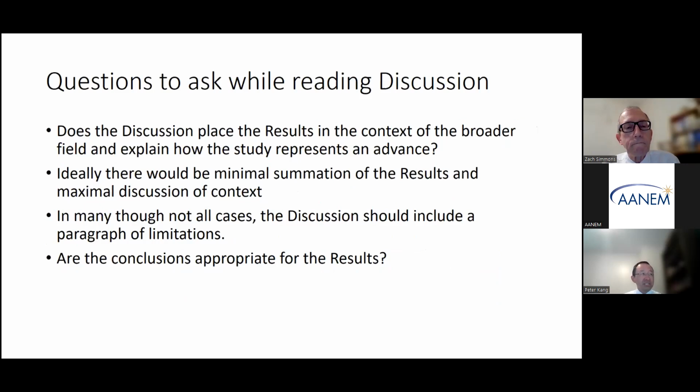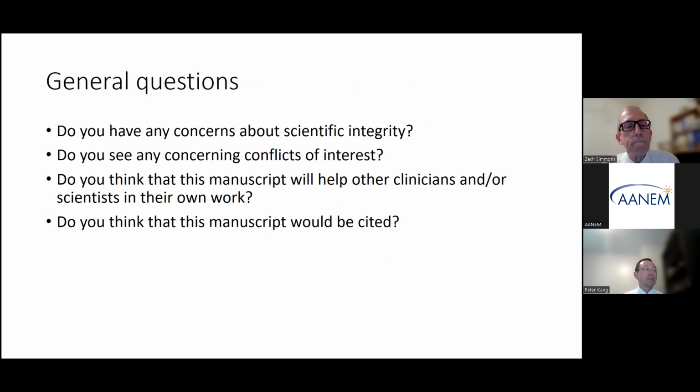And then the discussion. Does the discussion place the results in the context of the broader field and explain how the study represents an advance? Ideally, there'd be minimal summation of the results and maximum discussion of context. In many, though not all cases, the discussion should include a paragraph of limitations. And then at the very end, when you typically see a concluding paragraph, are the conclusions appropriate for the results?